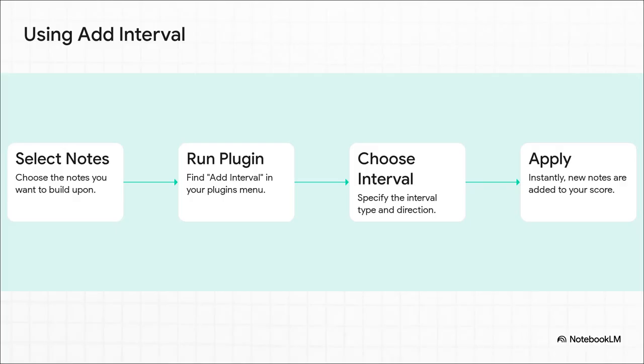And you know what the best part is? You're not having to learn some complicated new software. It's usually just a few simple steps. You select your music, you find the plugin, you tell it what you want, like, hey, give me a major third above this, and boom, Sibelius does all the heavy lifting. Now, this isn't about letting the computer write the music for you. Not at all. It's about turning it into a faster, more collaborative partner in your own creative process.